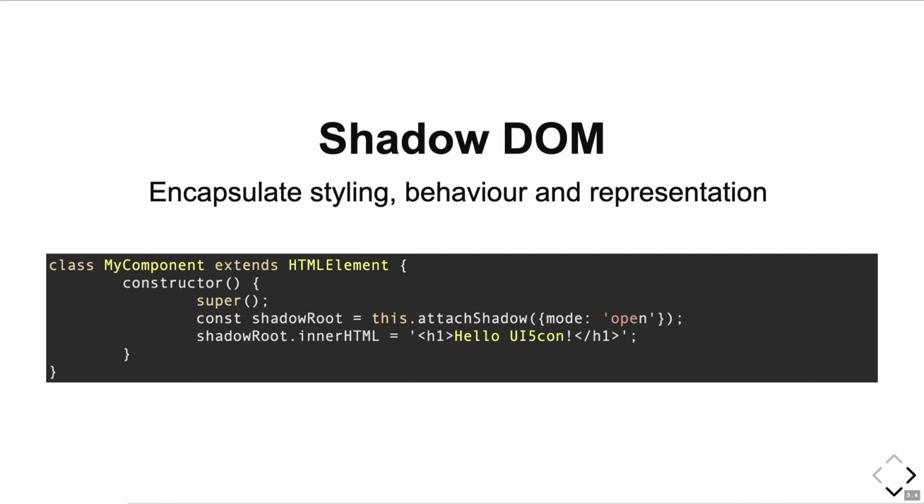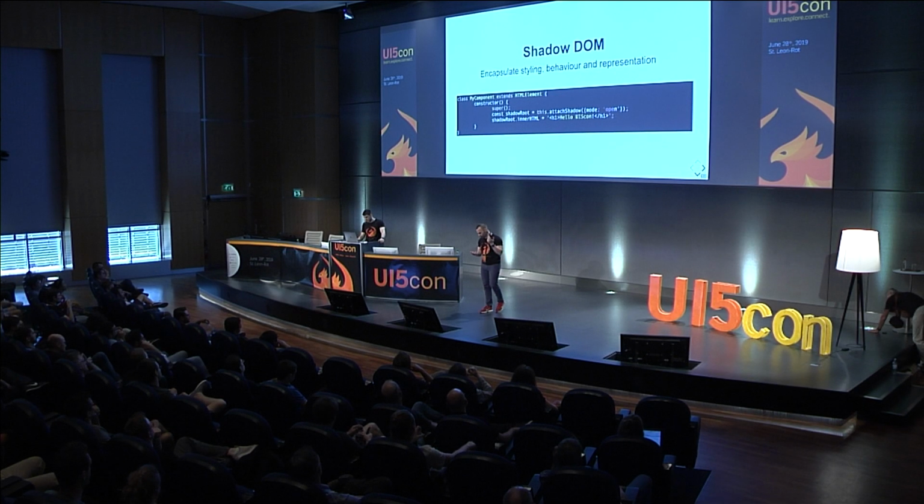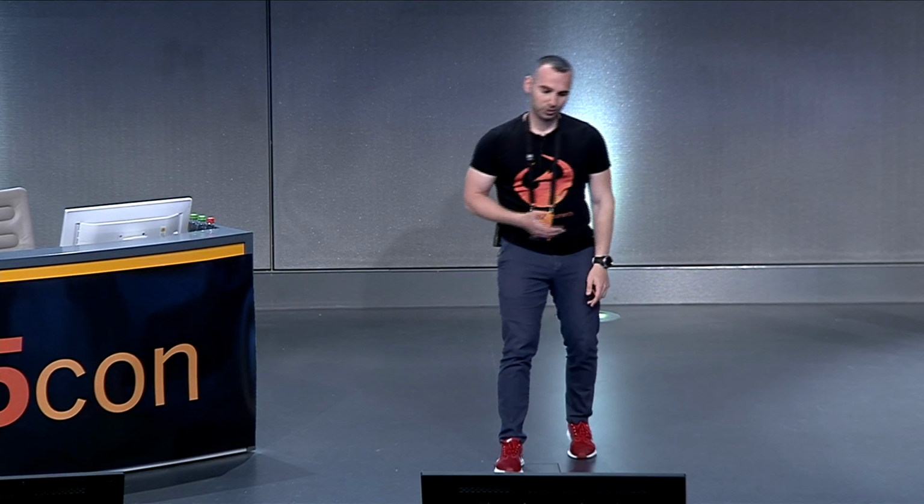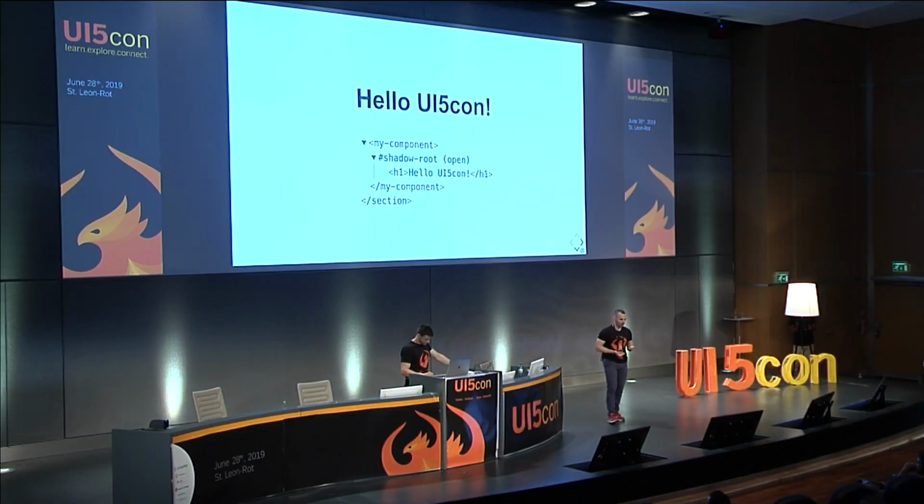If you saw the last presentation, we have just the UI5 button, but beneath there is much more. There are icons, there are some spans, text, and so on. So this is the API. It's quite simple. We can just call attachShadow and place some HTML within this shadow root. And actually, on the next slide, I have provided a real example.